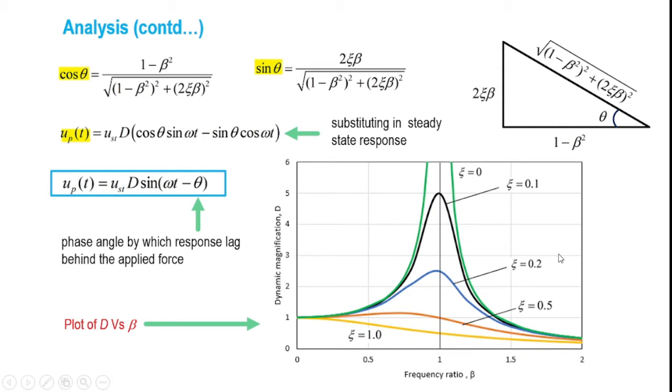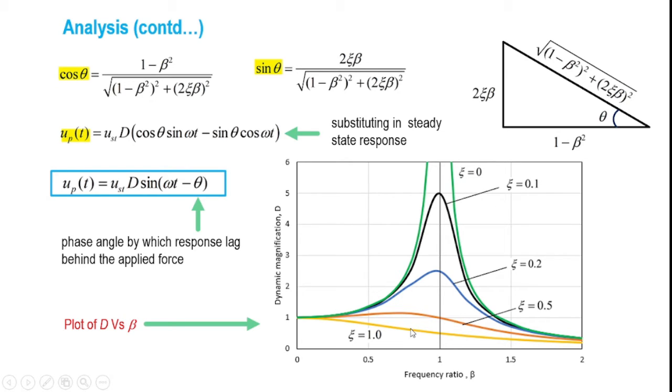So in order to better understand the influence of the frequency ratio beta on the dynamic magnification factor D, here I have made a simple plot. As you can see, on the x-axis is the frequency ratio beta and on the y-axis is the dynamic magnification factor capital D. The plots are made for various values of the damping ratio c, right from c equal to 0 up to c equal to 1.